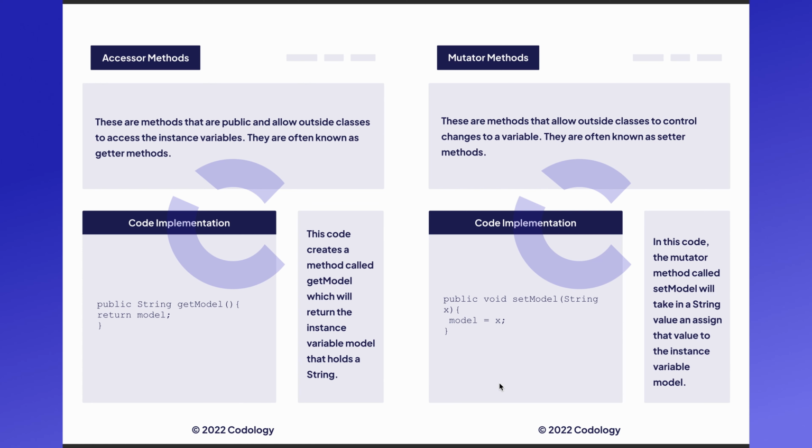Similarly, mutator methods are also called setter methods. They allow outside classes, because they're public, to control changes to a variable. For example, if you want to change the model, you would call public void setModel, pass in what you want to change it to, and it will update it for you.